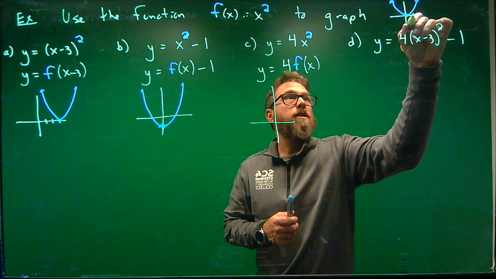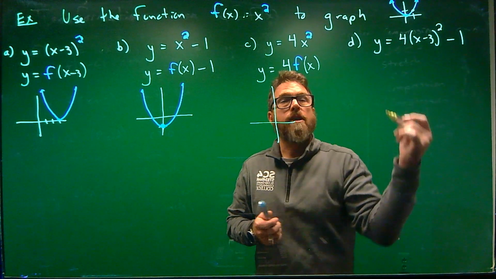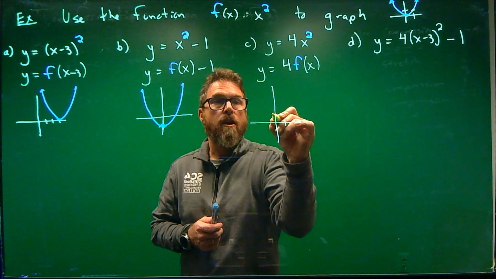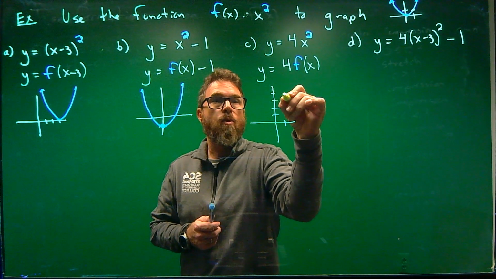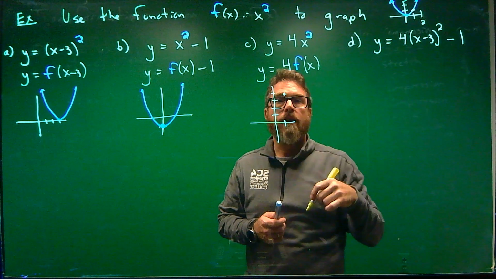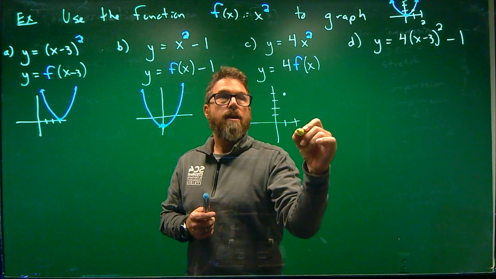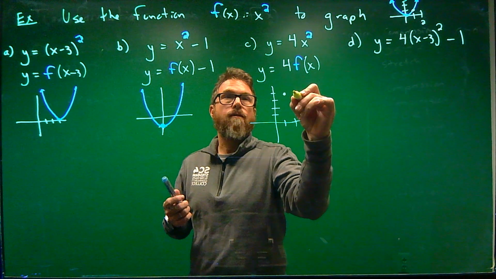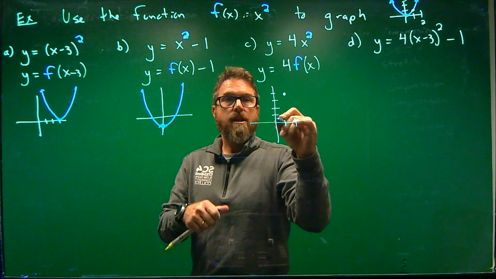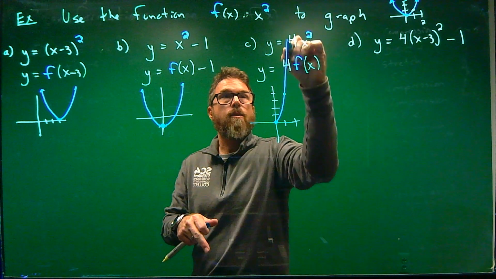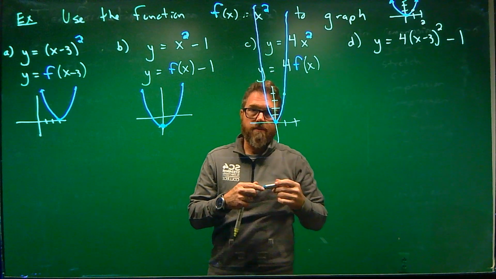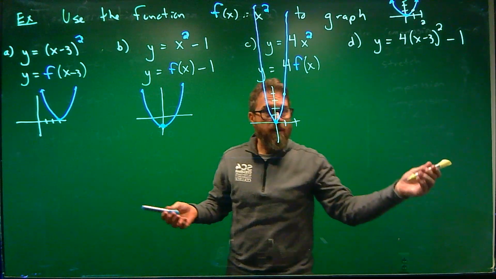So, remember, this is the point 1, 1. What's going to happen here is that's now going to become 1, 4. You're going to multiply all the y's by 4, so now this is going to go up 4. Now you have 2, and when you square that, you get 4, but now I'm going to multiply it by 4. So this is going to be way up to 16. So this thing really is going to be looking very skinny, but it's not technically skinny, it's actually stretched vertically.